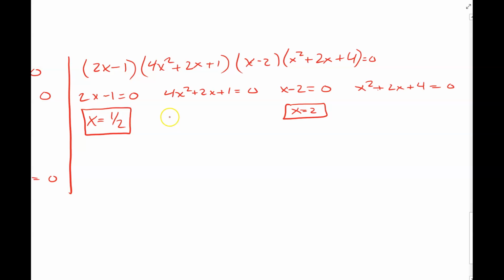So, the quadratic formula is negative b plus or minus square root of b squared minus 4 times a times c all over 2 times a. Okay. So let's simplify this now a little bit. 2 squared is 4. 4 times 4 times 1 is 16. 4 minus 16 is negative 12. And 2 times 4 is 8.